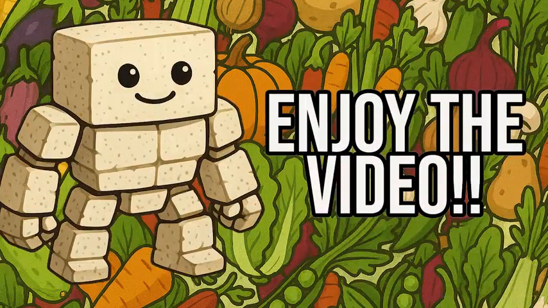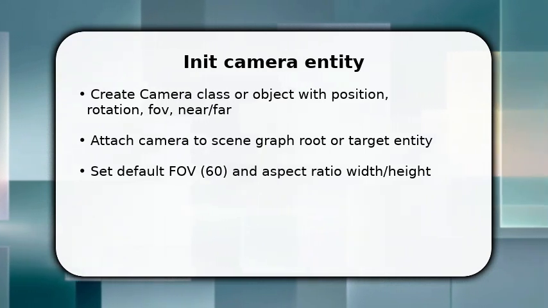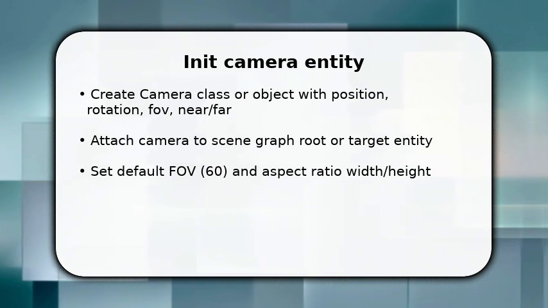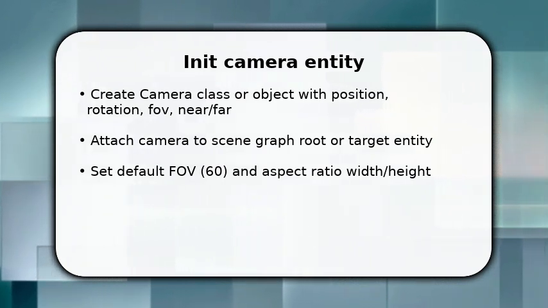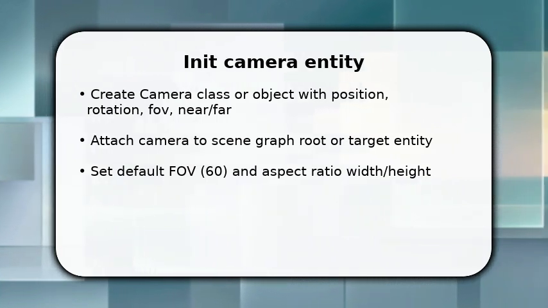Please enjoy the video. You start by defining a camera object with position, rotation, field of view, and clipping planes so rendering has a clear reference. Once done, attach that camera to the scene root or bind it to a specific entity so transforms propagate.